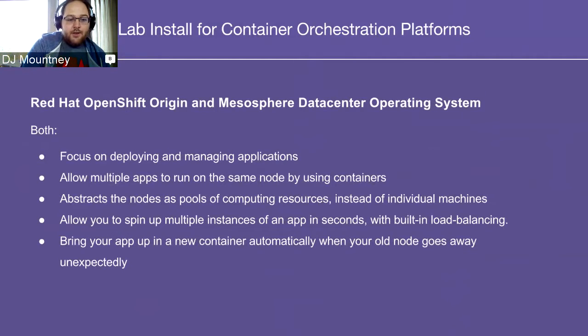And then the last thing I want to bring up with what they both have in common is they both allow you to bring up your application in a new container or a new node automatically when your old node goes away unexpectedly. So if you imagine that you have your applications deployed in Amazon, and you have nodes in multiple regions that share similar resource specs. If one region goes down, these platforms will actually boot up your application in the other region right away when it sees some of its servers go away and your application goes down.